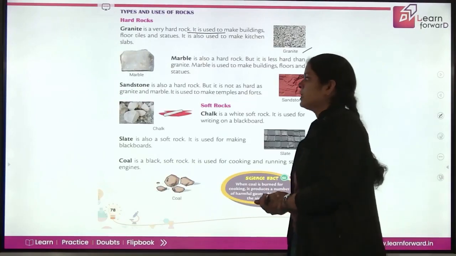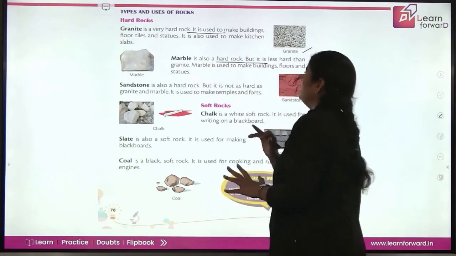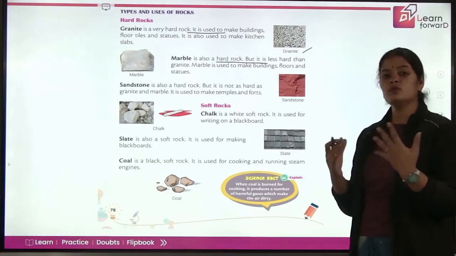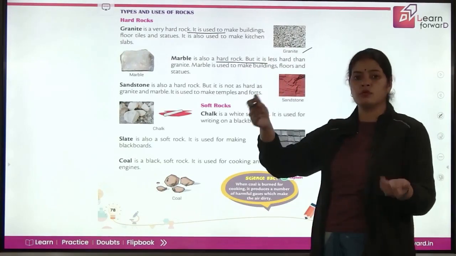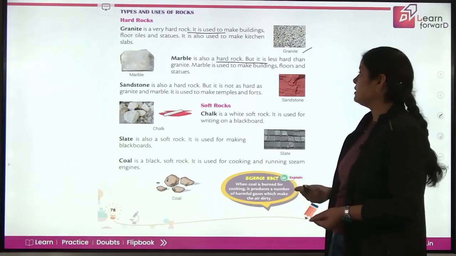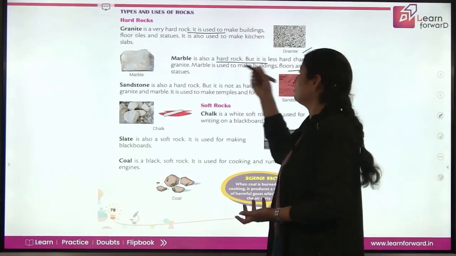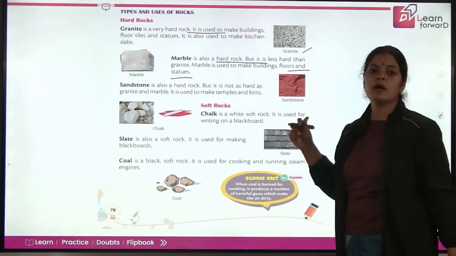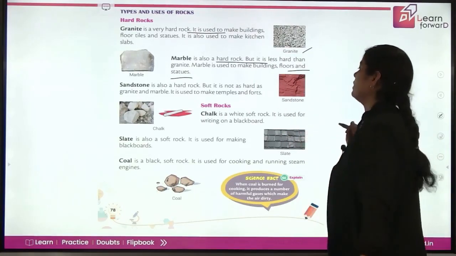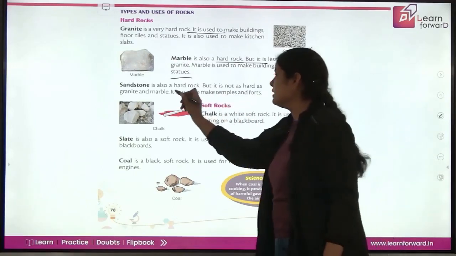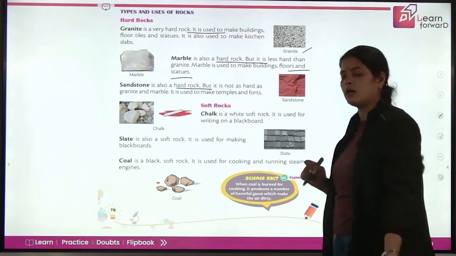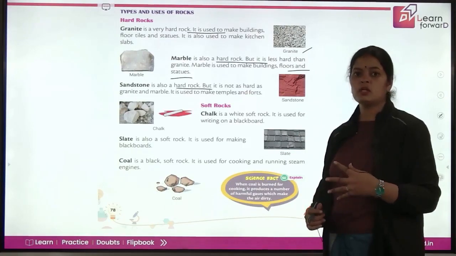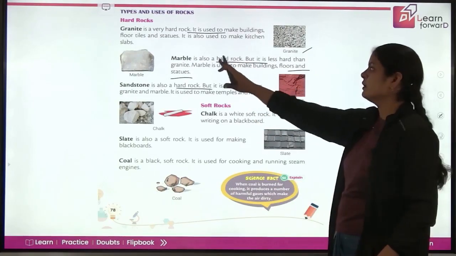Marble. Marble is also a hard rock, but it is less hard as compared to granite. This is the reason why we use granite in making statues and floors. Marble is used to make buildings also, floors and statues. Which building is made up of marble? Your homework question. Find it out. Now sandstone is also a hard rock, but it is not as hard as granite and marble. So it is softer as compared to granite and marble.